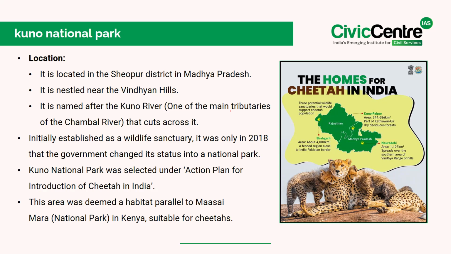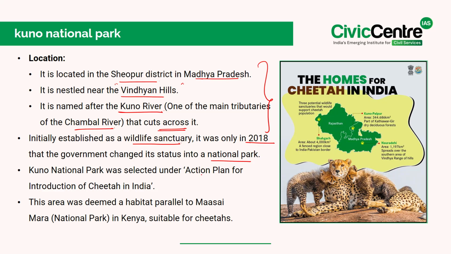Now, moving on to talk about the Kuno National Park. See, it is located in the Shivpur district of Madhya Pradesh. Significantly, it's nestled near the Vindhya Hills. Furthermore, it is named after the Kuno River, which is one of the main tributaries of the Chambal River that cuts across it. See, initially established as a wildlife sanctuary, it was only in 2018 that the government changed the status into a national park.